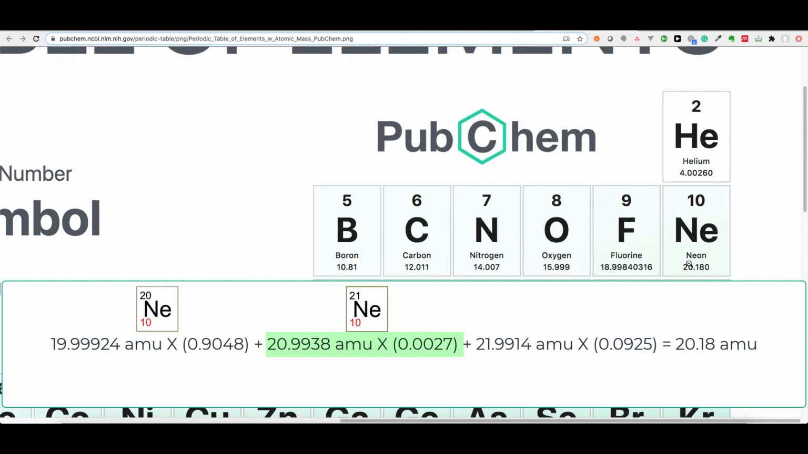And the final isotope is neon 22. That weighs exactly 21.9914 atomic mass units, and its abundance is 0.0925. Putting all of this information together gives us that 20.18 number that we see here on the periodic table. So that's where these atomic masses come from. They come from a weighted average of the natural abundance of isotopes that we have here on planet Earth.